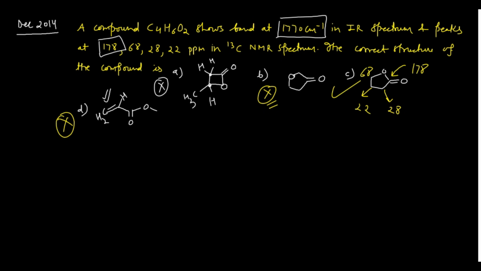But see, you cannot mark option A in that case, because in option A, if you check the chemical shift of this one, this carbon would be somewhere around 40 ppm, okay, and this particular carbon which is connected here is somewhere around 70 ppm. So this is quite a large difference, and this difference is not there in the structure. So option C is the correct one.